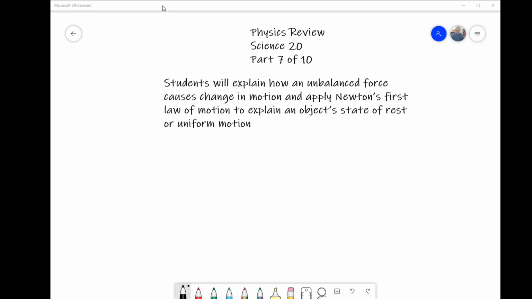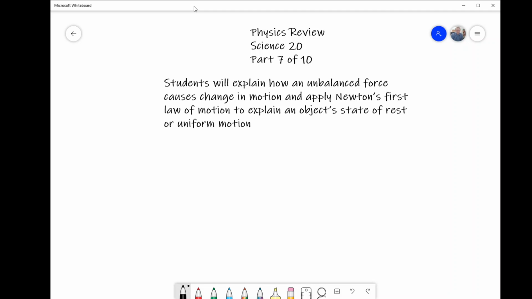So continuing with our connection between force and the change in momentum, we get to the next outcome that we had in Science 20. We'll explain how an unbalanced force causes a change in motion and apply Newton's first law of motion to explain an object's state of rest or uniform motion. So it's good to review Newton's first law.